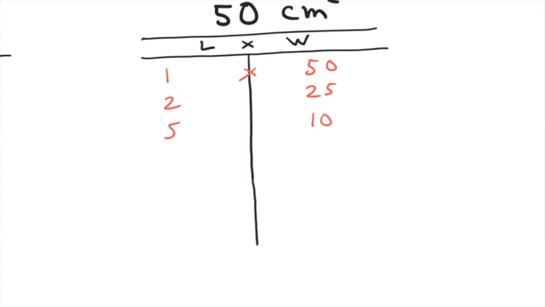Does 6? Nope. 7? No again. 8 and 9 don't. So in this case, I've already found all of the factors of 50. Here are my side measures of a rectangle with an area of 50 square centimeters. I found them all. There are 3 of them in this case.